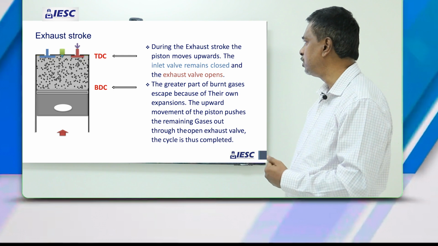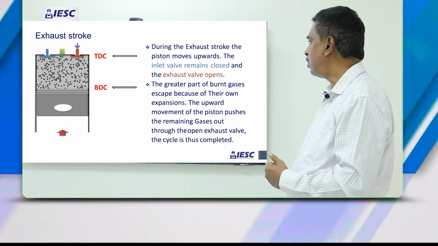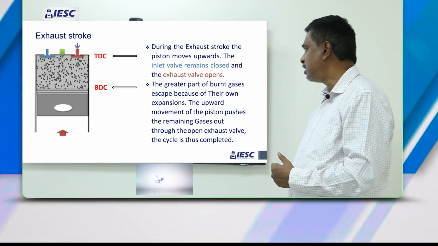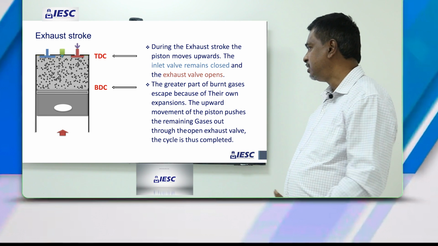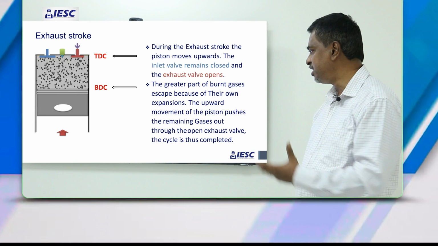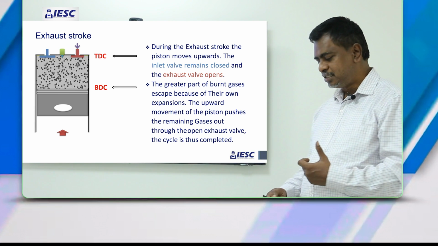During the exhaust stroke, the piston moves upwards, the inlet valve remains closed and the exhaust valve opens. The greater part of the burnt gases escape because of their own expansion. The upper end of the piston pushes the remaining gases out, that is the flushing out, through the open exhaust valve. The cycle is thus completed.